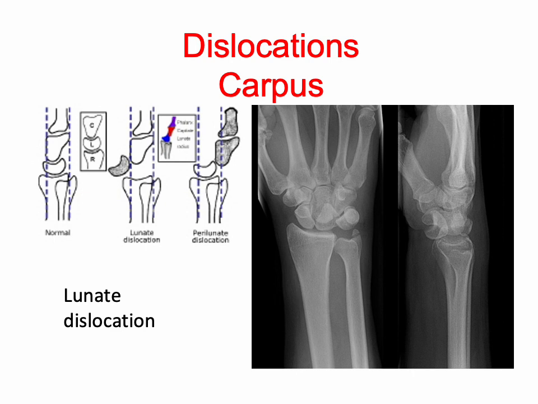Lots of dislocations can happen in the carpal bones. So here we have a lunate dislocation where the lunate has rotated volarly, as opposed to a perilunate dislocation. Again, we'll get through these in the upper limb talk as well. And there's also an ulnar styloid fracture.